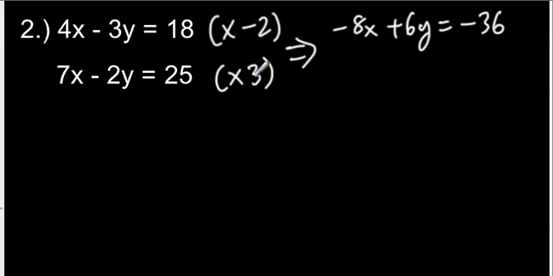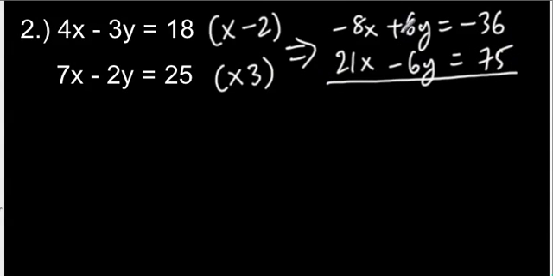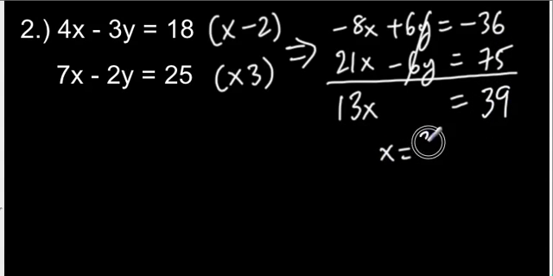Now let's look at the bottom. 7x times 3 is 21x. The second one is negative 2y times 3 is negative 6y, and that's equal to 75. So let's add these up. We can see that the y's cancel out right away. Negative 8x plus 21x is 13x, and it's positive because the 21 is bigger. Then we add negative 36 to 75, and that's 39. So x is equal to 39 divided by 13, which is 3.